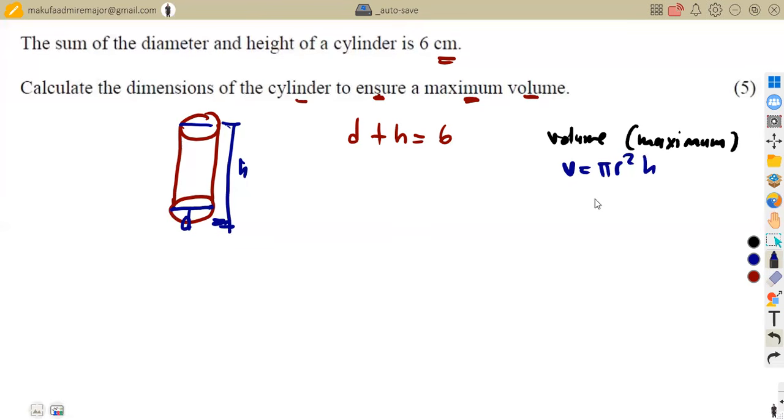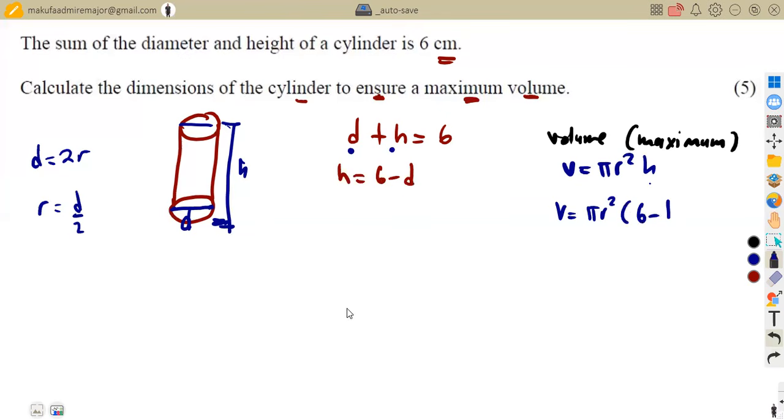But if we take note here, we do not have this formula in terms of one variable. It's in terms of radius and in terms of height, whereby we know that the diameter is simply 2 times the radius, meaning radius is diameter over 2. But in this case, we have an expression between the diameter and the height, and we can remove this height here. We can simply make h the subject from this formula. h is equal to 6 minus d. So our formula for the volume is going to be pi r squared into h, whereby our h is 6 minus d in this case.